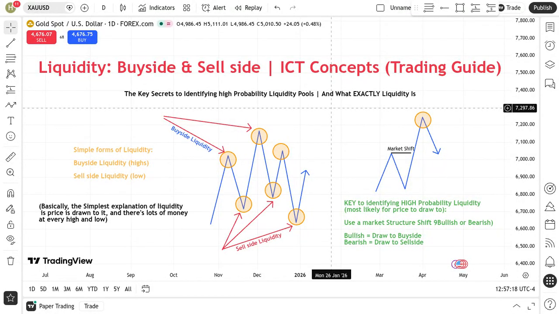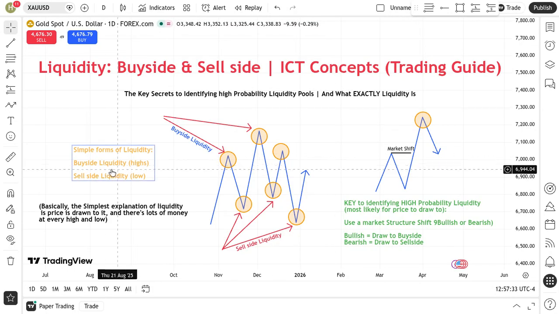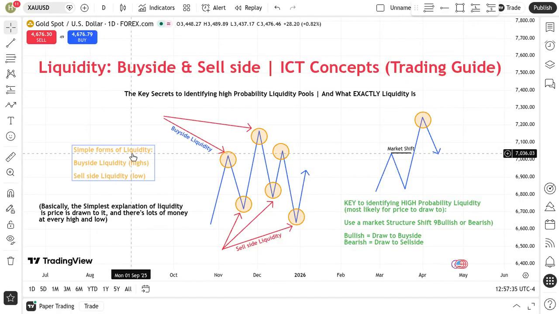Here is how to master liquidity, buy side and sell side using ICT Concepts. This is a liquidity trading guide where I show you the key secrets to identifying high probability liquidity pools, and I'll show you exactly what liquidity is. So the simple forms of liquidity are buy side liquidity, which is highs, and sell side liquidity, which is lows.